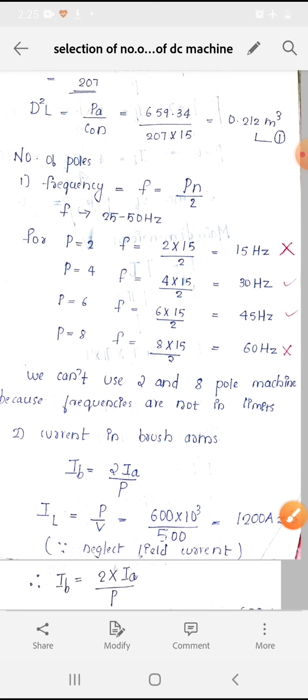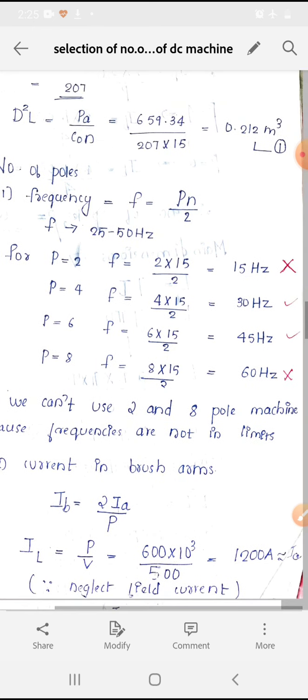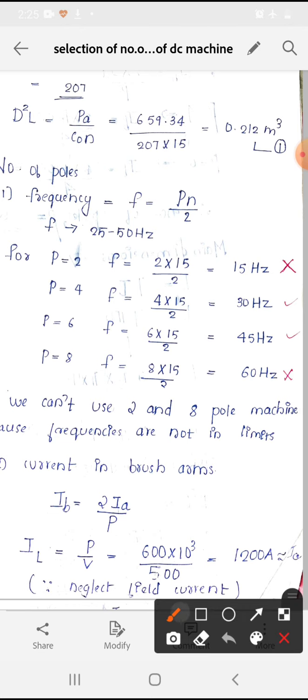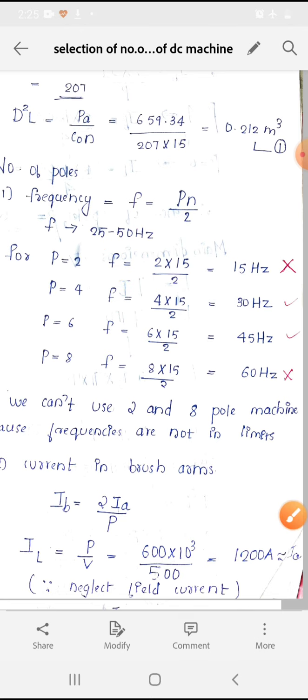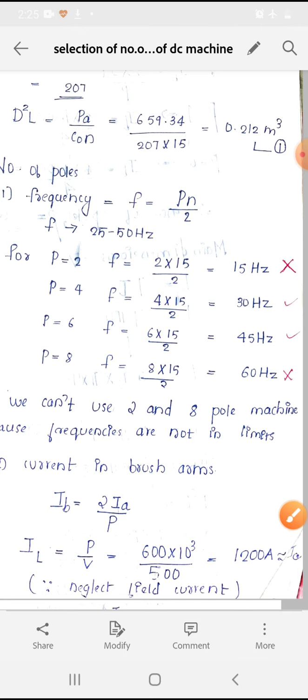In order to find out the number of poles, first we are going to check the frequency range. That is f is equal to Pn by 2. This frequency should be between 25 to 50 Hz. In order to check that, we put the values of P as 2, 4, 6, 8. For P is equal to 2, we obtained f as 15 Hz. For P is equal to 4, f is 30 Hz. For P is equal to 6, f is 45 Hz. For P is equal to 8, f is 60 Hz.